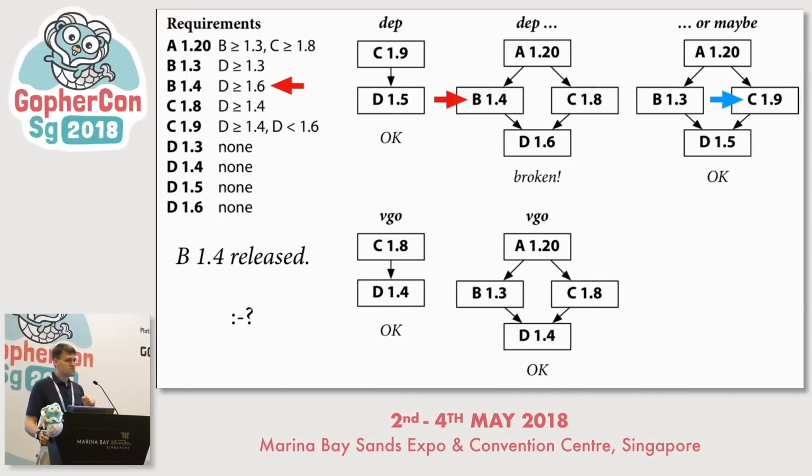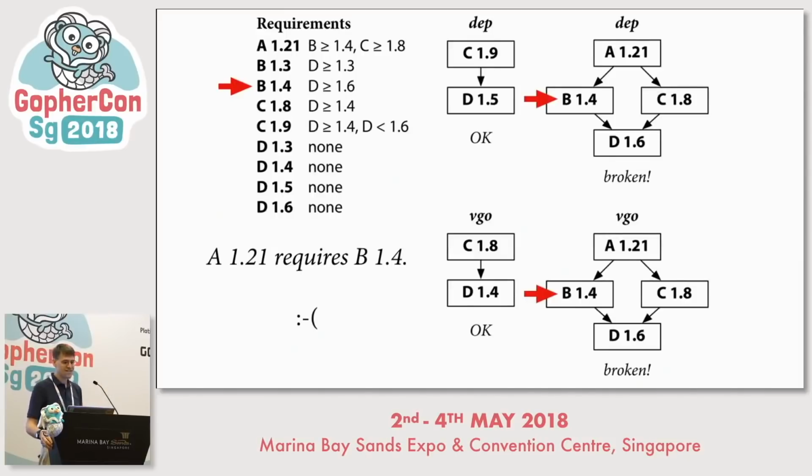So maybe DEP's builds are broken, or maybe they're not, depending on the coin flips that it makes. But for the sake of DEP's users, let's assume that DEP made the right decision and the builds are working. After all, we're not trying to break DEP, we're trying to break Vigo. And we're finally ready to do that.